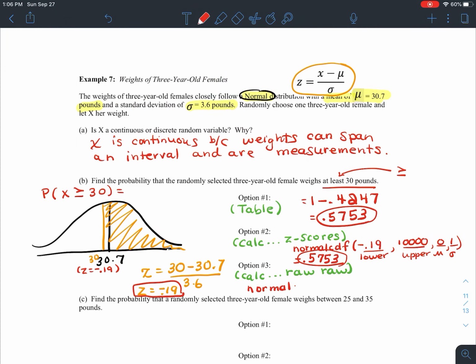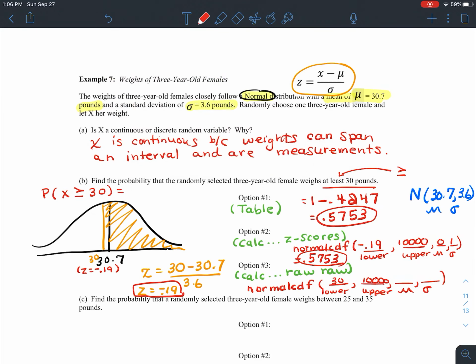A third way of doing this, and I would say this is probably the most efficient way, is to use the calculator, but to use the raw data that's provided to you in the problem. I'm still going to use that normal CDF feature, but I'm not going to change anything over into z-scores. I'm going to use the 30 pounds right here. That's what the data is talking about, the weight in pounds. So my lower is going to be 30. My upper would be 10,000 pounds.